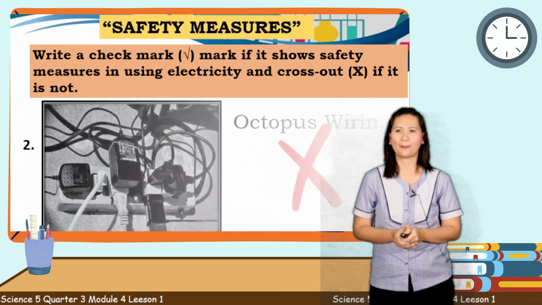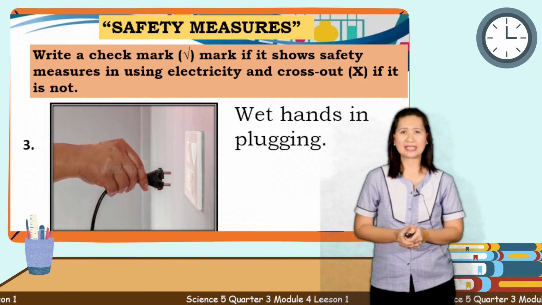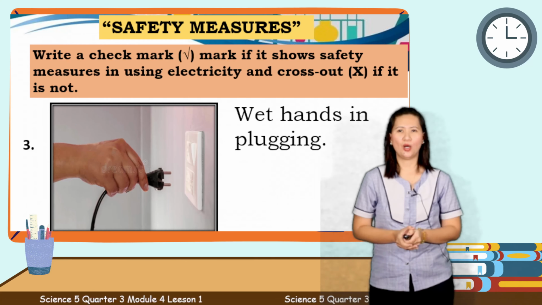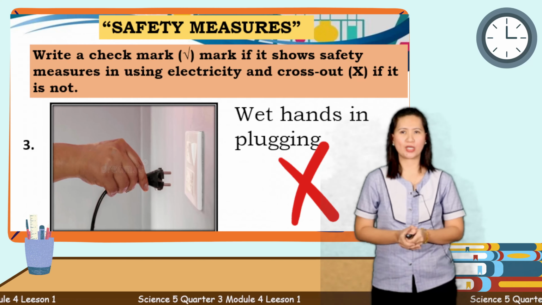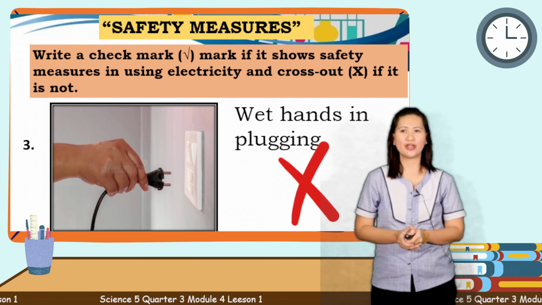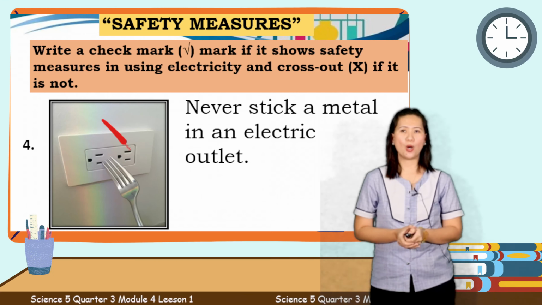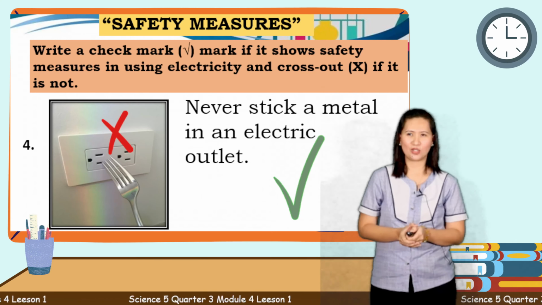Next. Number 3. Wet hands in plugging. Is it correct or wrong? Of course, that is wrong. You have to dry your hands first. Number 4. Never stick a metal in an electric outlet. Is that right or wrong? The answer is, it is right. It is correct.